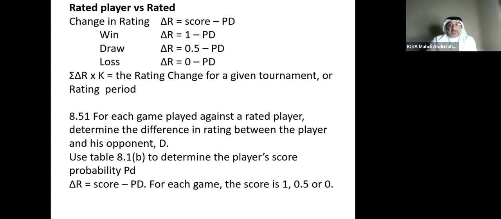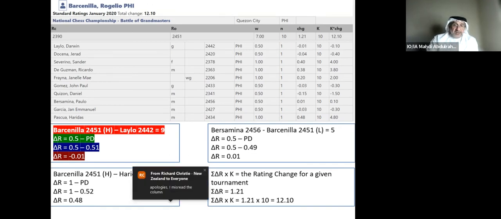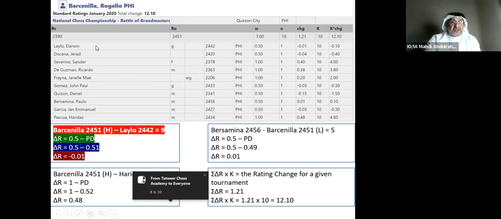Okay. For each game played against a rated player, determine the difference in rating between the player and his opponent. This is called D. So we can find the D from the table, then we find the score. In this case, I give you an example of this Filipino player. He played with 10 players, and at the end, you want to calculate whether he got a new rating, with a minus or with a plus. So I give this example, Barcelona, this is the first opponent.